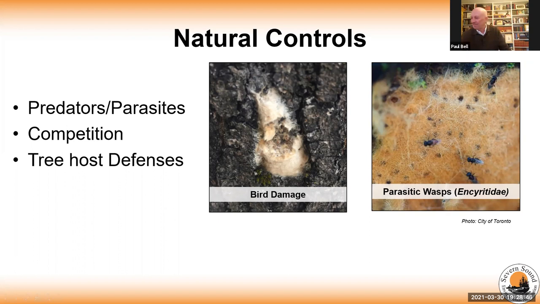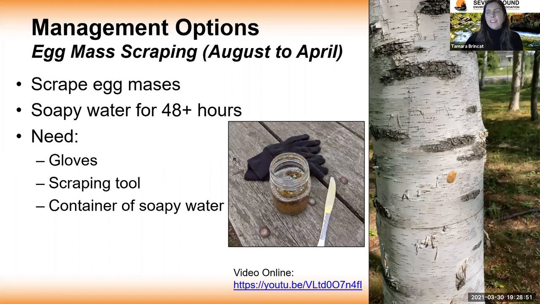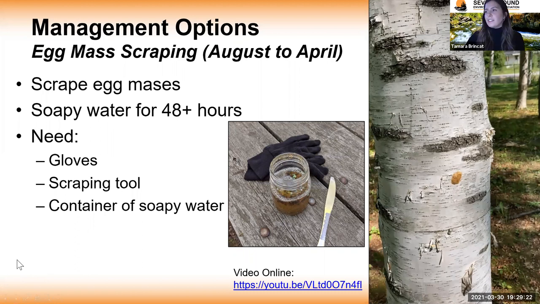Awesome. Thank you, Paul. So I'm going to talk about some of the management options for property owners. So from August to April, you can do egg mass scraping. So this is something that you can actually be doing currently. So you basically just need gloves, a scraping tool, and soapy water. And then I have a video to demonstrate here how to do it. It's pretty straightforward. And my internet is probably not the greatest, so if it does seem a little bit choppy, the video is available online.